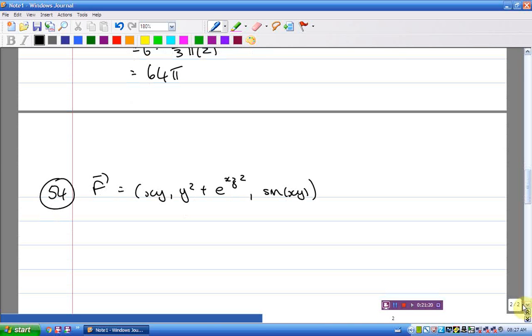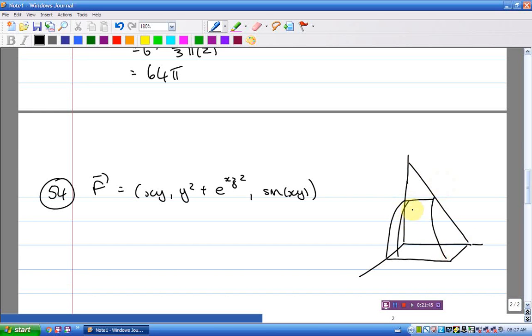Through the surface of the region bounded. Okay, let's have a look. What does this look like? Okay, that's a parabola. z equals 0, y equals 0, x equals 0. That's all the coordinate planes. y plus z equals 2. Looks like that. Okay, find the flux of this through the surface of the region that is bounded by this.